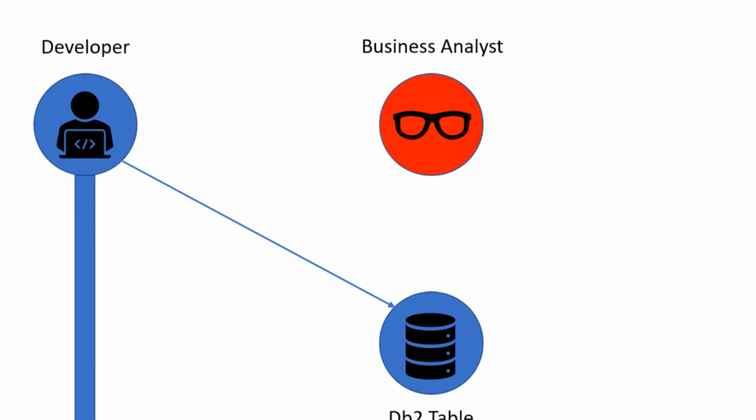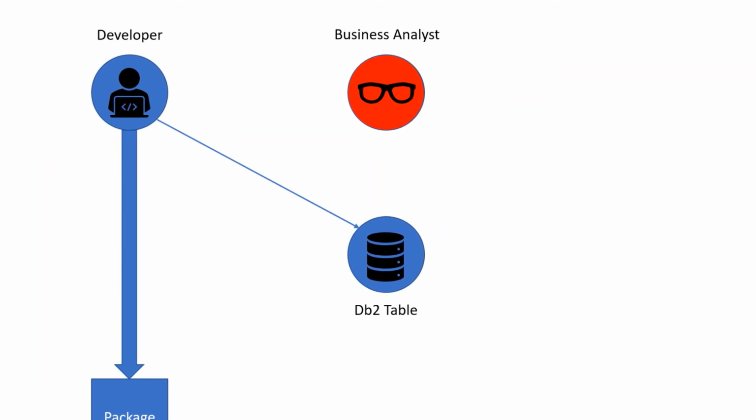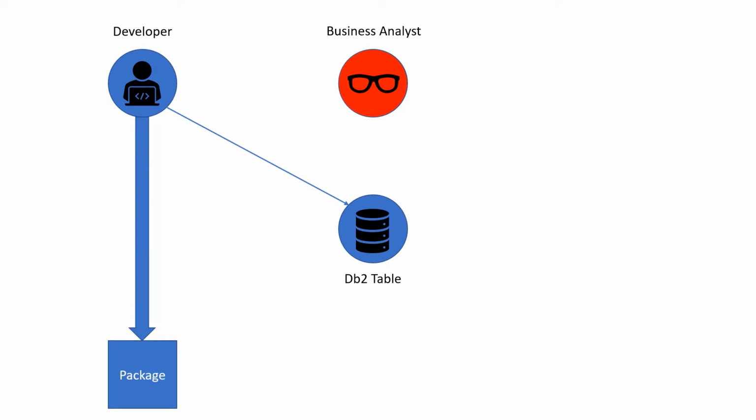Next, the business analyst decides when it's time to start testing the code. When they're ready, the business analyst will update the DB2 table, and this will trigger a process that copies the code from the package into the test environment. The code can now be tested.